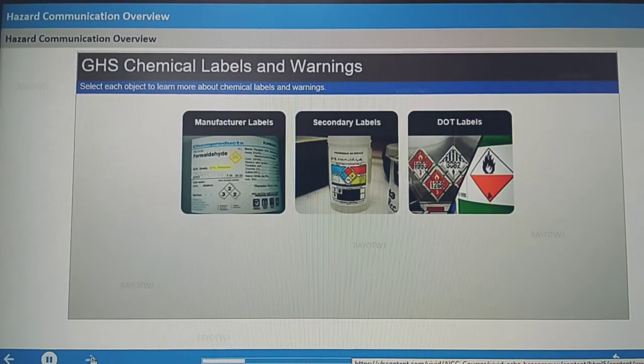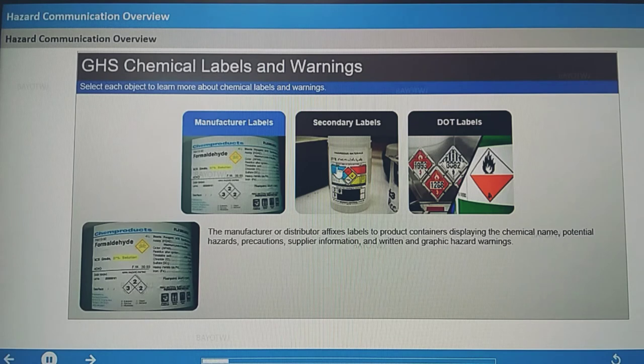GHS-compliant chemical labels are written, printed, or graphic information for a hazardous chemical that are affixed to, printed on, or attached to a hazardous chemical container or to the outside packaging. Select each object to learn more about the chemical labels and warnings.